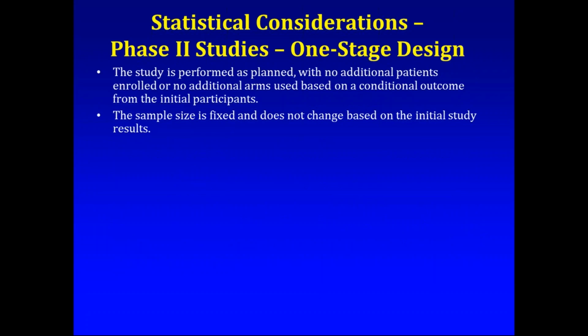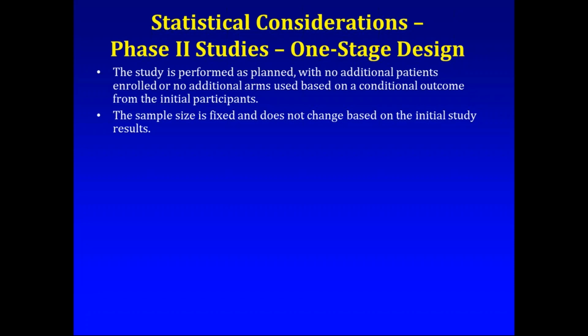So when we say a 1-stage design, what do I mean by that? Well, that's the simplest type of phase 2 design. We just design that study and perform it as planned. We don't plan to enroll any additional patients other than what we said we would enroll. We don't plan to create any additional arms, and we don't have any conditional outcomes. We just do the study from start to finish and then analyze our results, and then we're done.